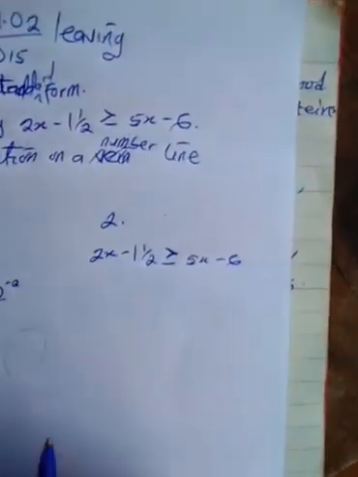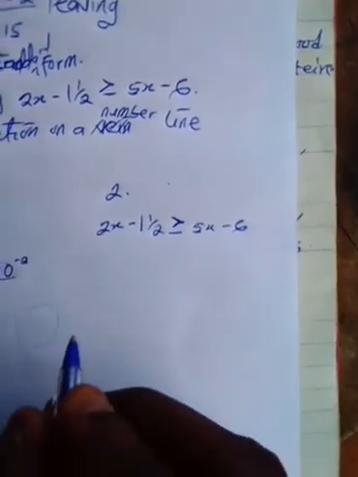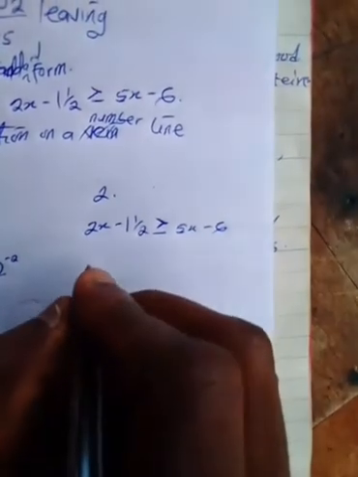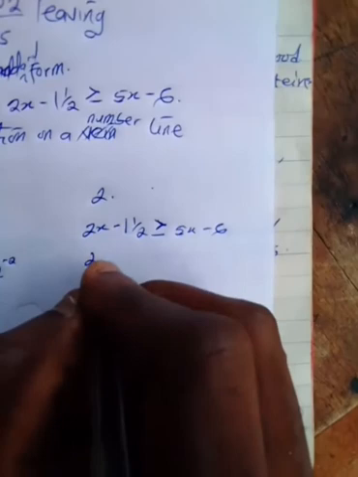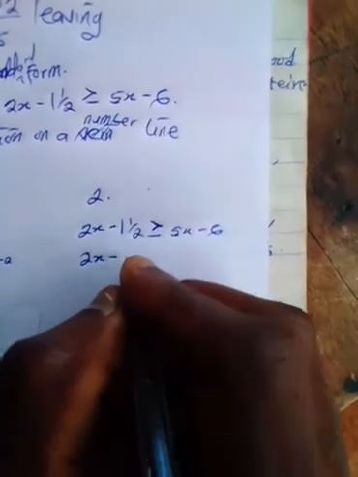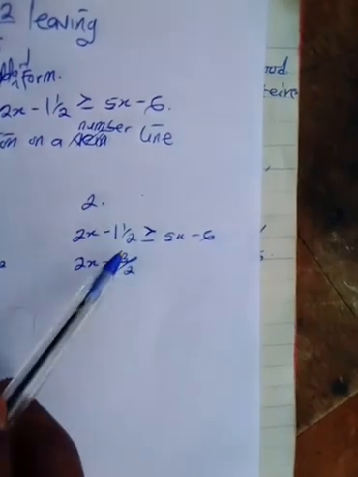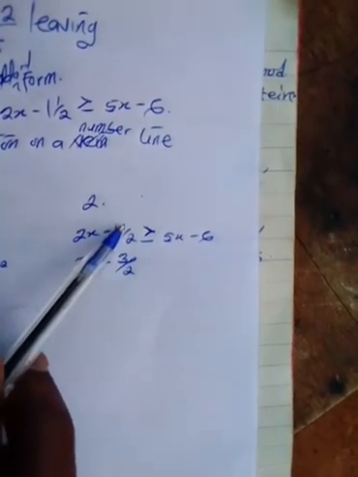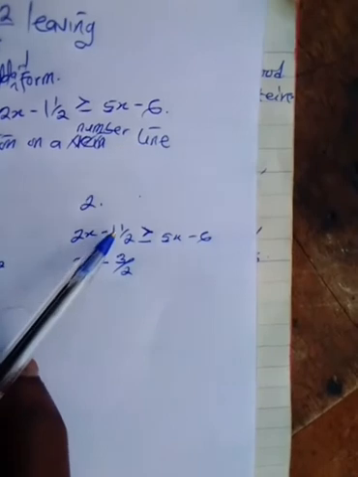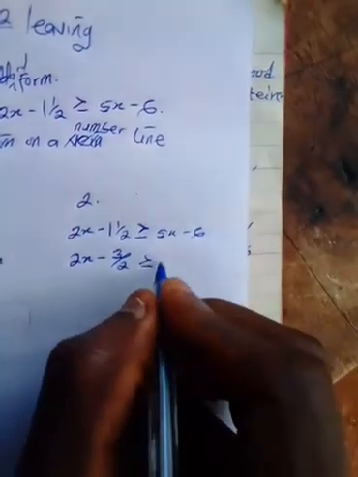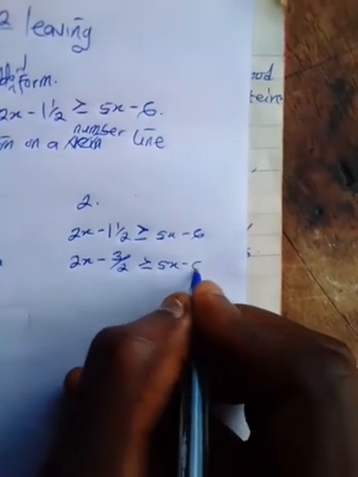So you have it this way. If you have it this way, what is the next thing to do? You change the mixed fraction to either a proper or improper fraction. So you have your 2x minus your 3 on 2. I know you already know how to change: you multiply by the whole number, then you add it to the top. So 2 1 on 2 plus this 3 on 2. So I have my greater than or equal to 5x minus 6.